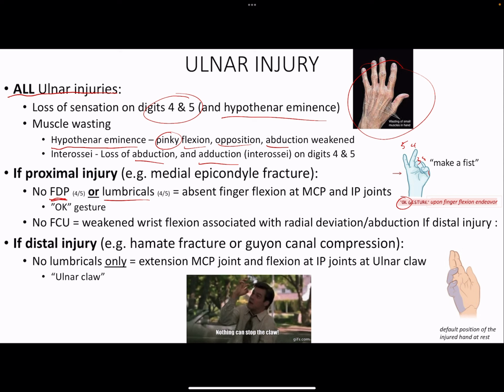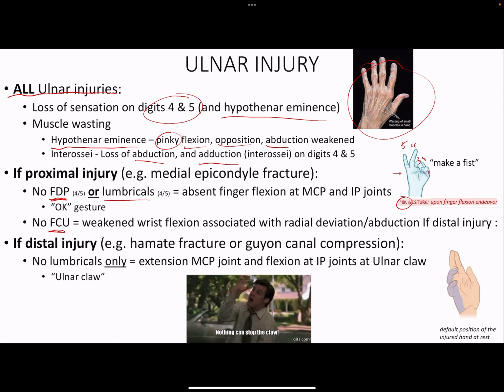So again, this is not the rest position. You have to ask them to make the fist or to flex all their fingers. Also remember that the FCU is innervated by the ulnar nerve, which means we still have the flexor carpi radialis, so we can still flex our wrist a little bit, but it's weaker without the ulnaris helping.